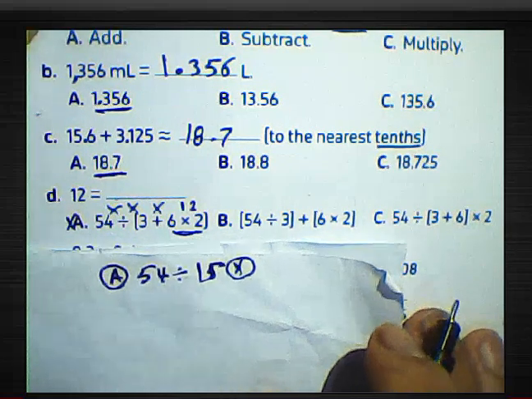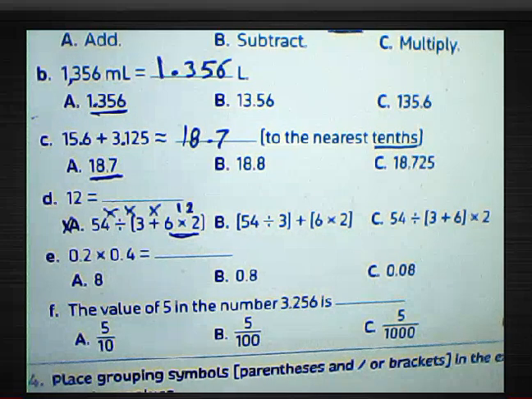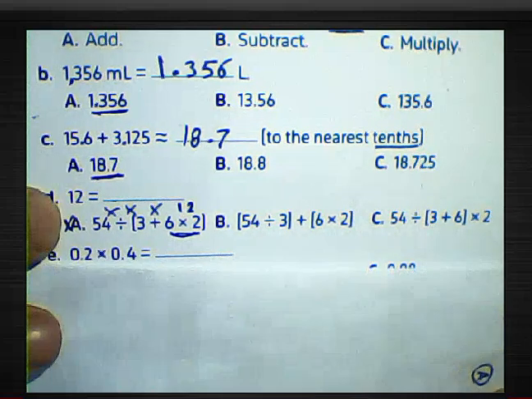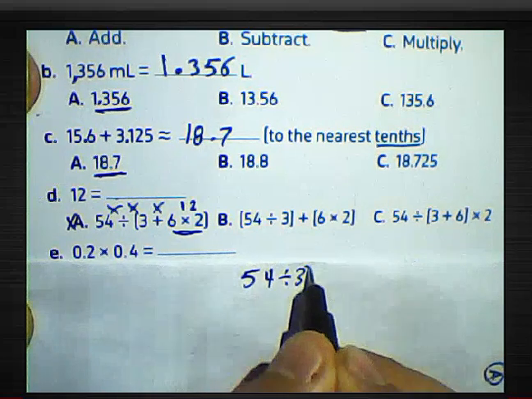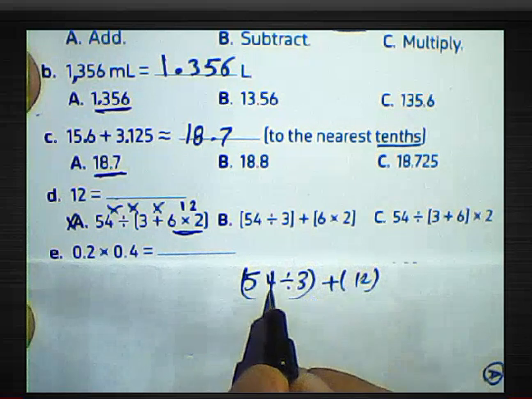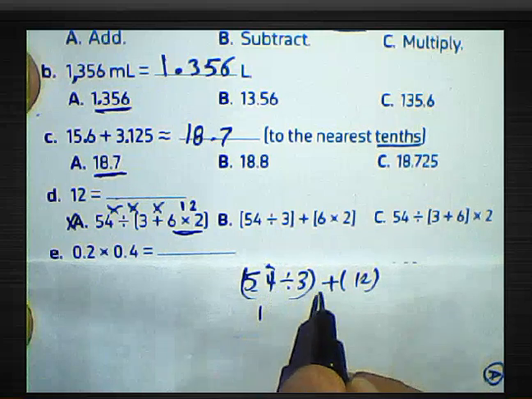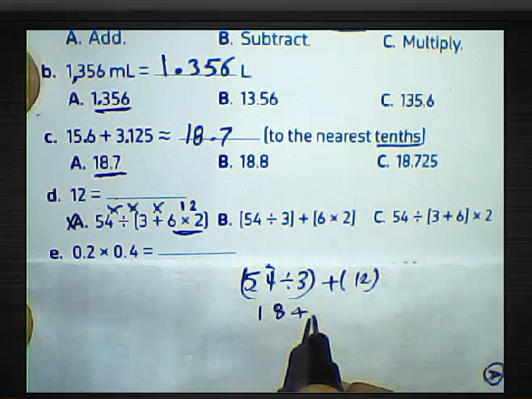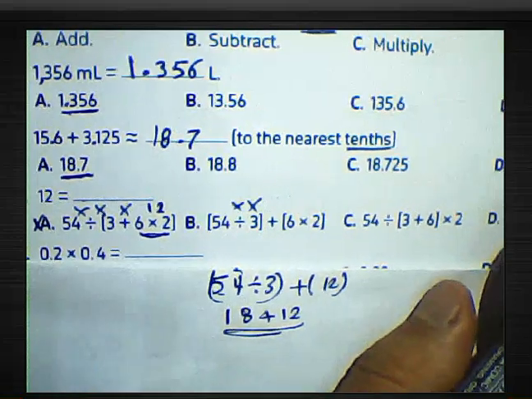Ask yourself about letter B. Here, 54 divided by 3 in brackets plus 6 times 2 equals 12. And 54 divided by 3 equals what? 54 divided by 3 equals 18. 24 divided by 3 equals 8. 18 plus 12 is 30. It's false.